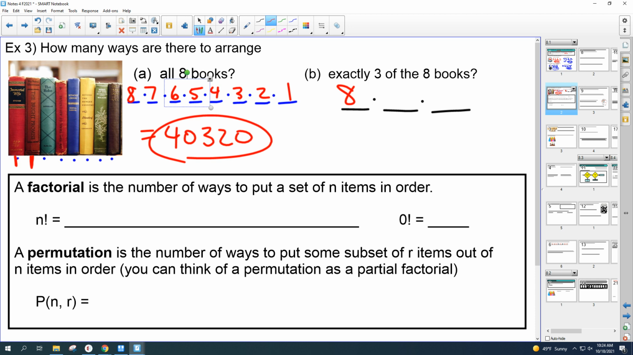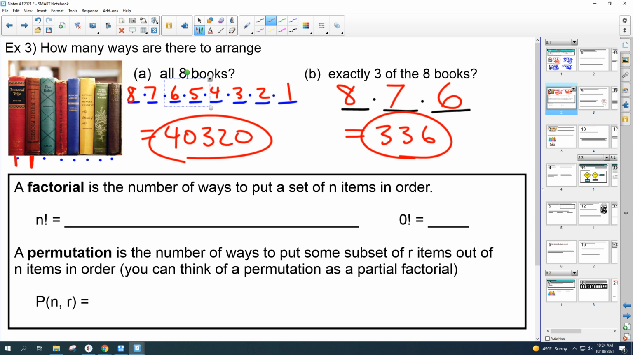And then after I pick that first book, how many ways are there of picking the second book? 7. And then the third book, 6. It's like I'm just doing the first part of that last problem. 8 times 7 times 6 is 336. 336 ways of doing that.